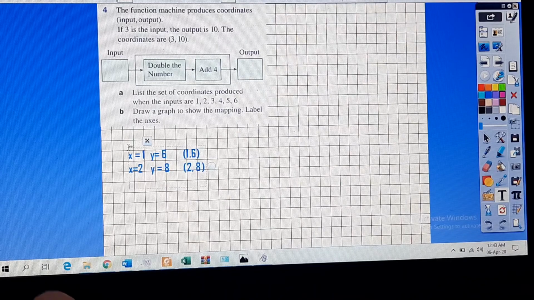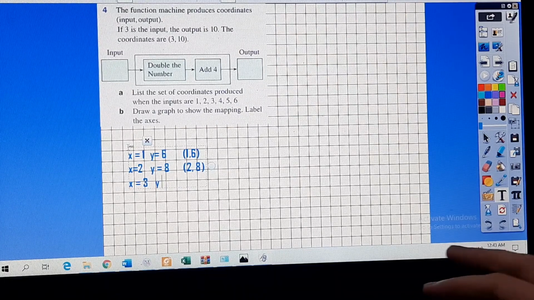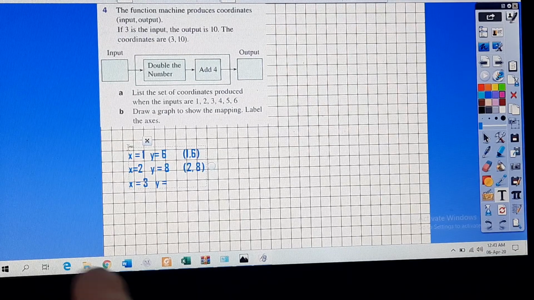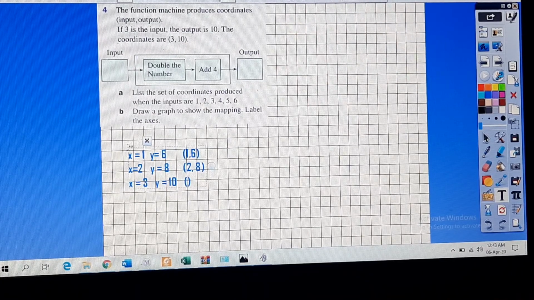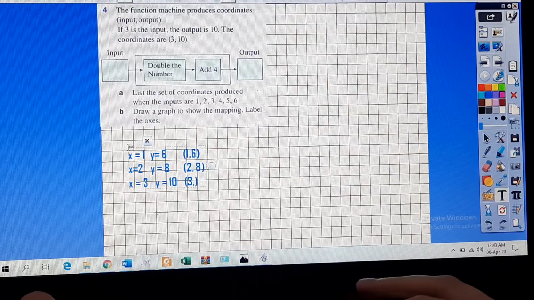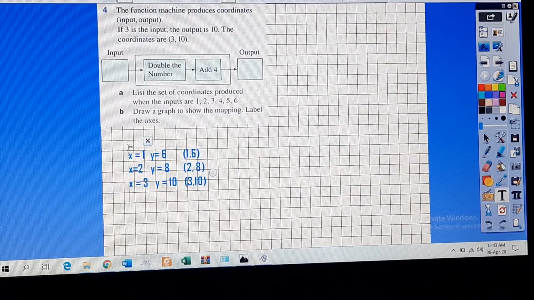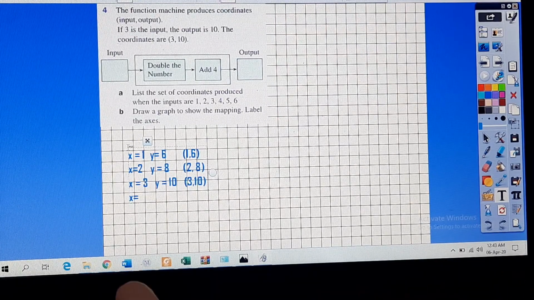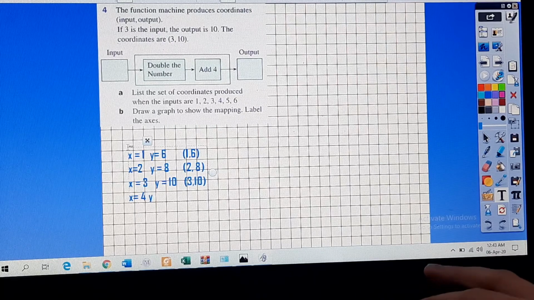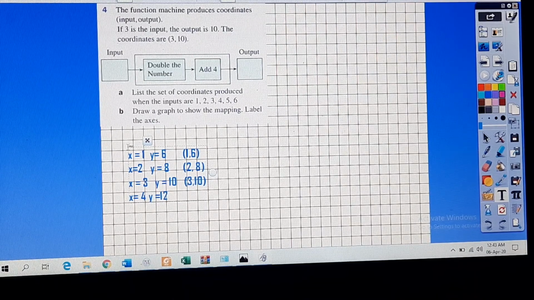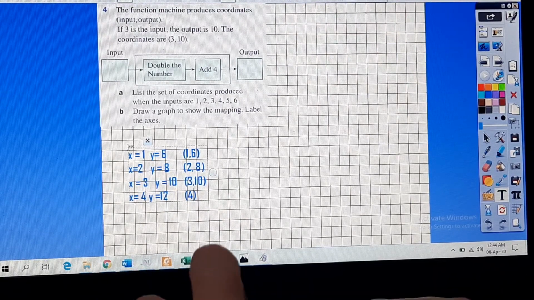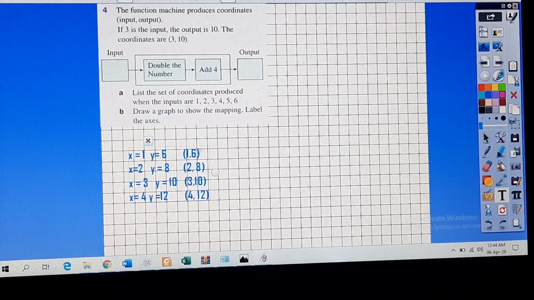If x is equal to 3, what is y? y is equal to 3 times 2, 6, plus 4, 10, as in the given example. So the coordinate will be (3, 10). If x is equal to 4, then y is equal to what? Double the x, it means 2 times 4, 8, plus 4, 12. So the coordinates in this case will be (4, 12). In this way you can continue with 5 and 6.